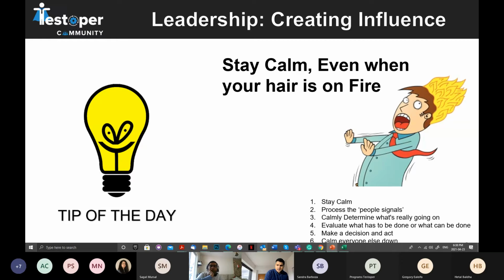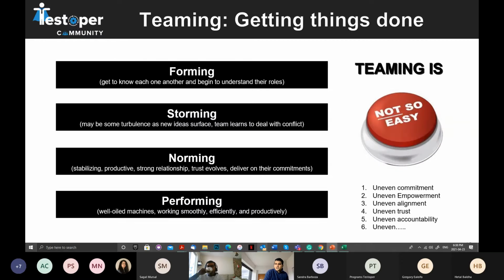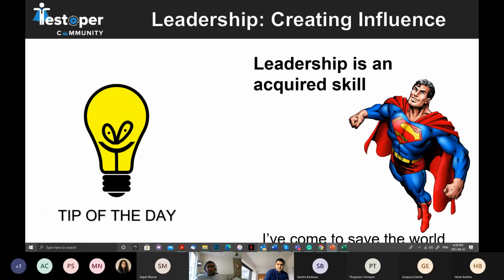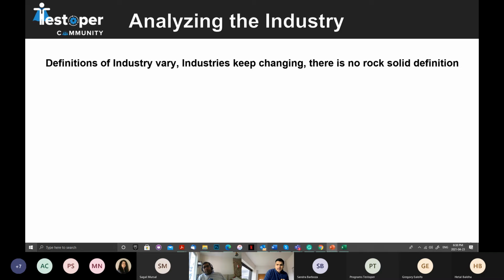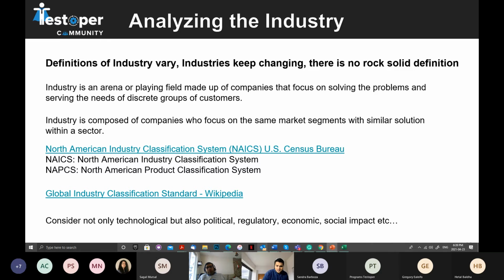So they learned something about leadership, and we learned together what the different stages of teams are and what we need to do to make the team stronger, right? And how you assign responsibility and why it is very important to have leadership skills. We learned about a lot of leadership skills that one should have. And the team together matured in the last three months, learning all these things together. Then we started learning together about analyzing the industry. Now we are getting into the real meat, right?